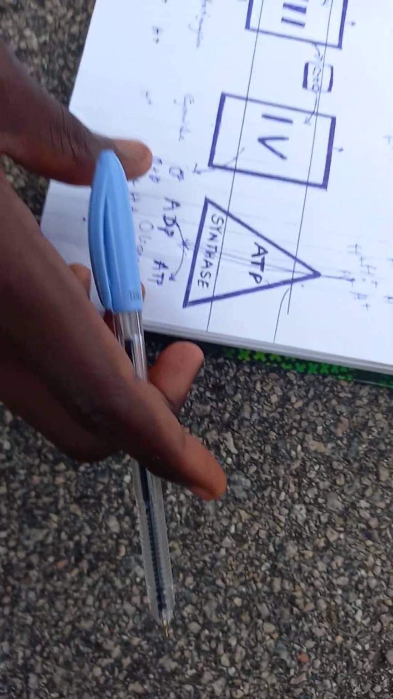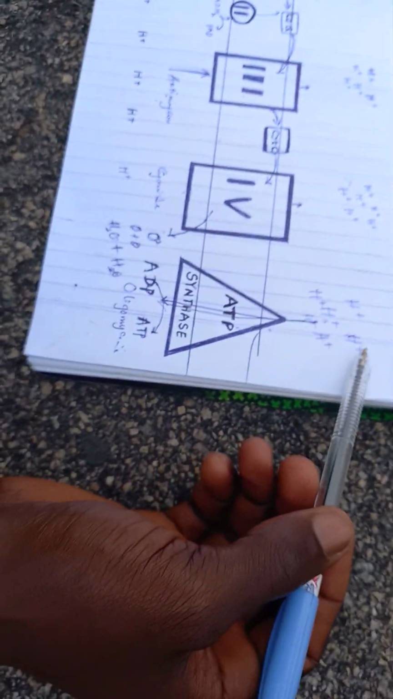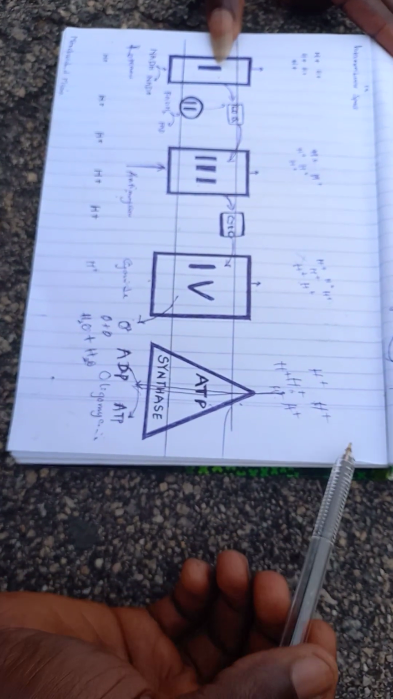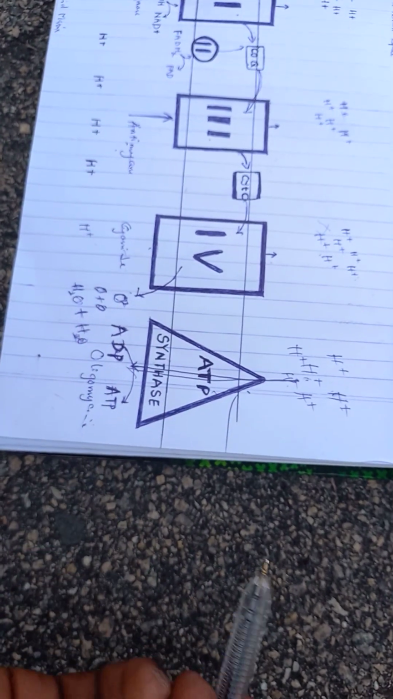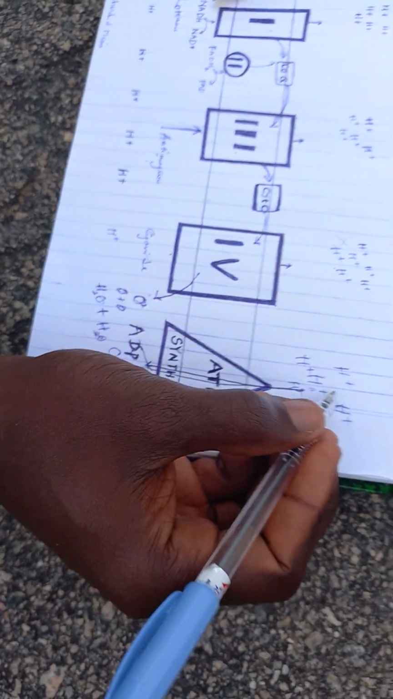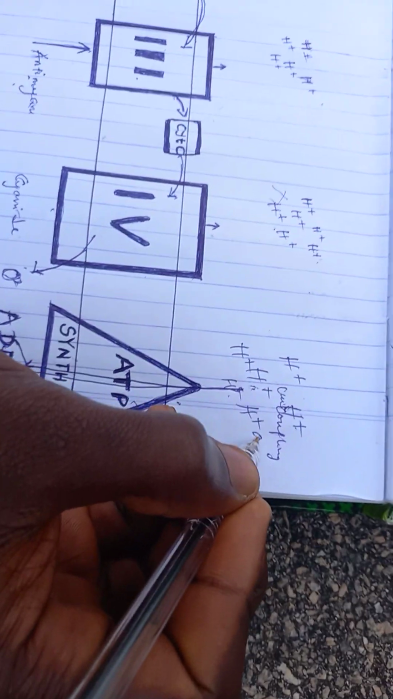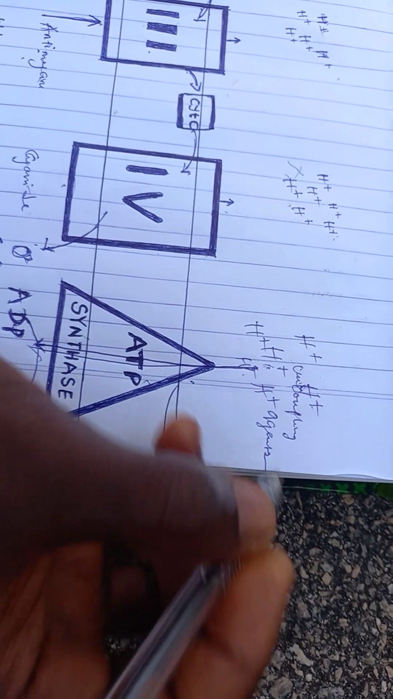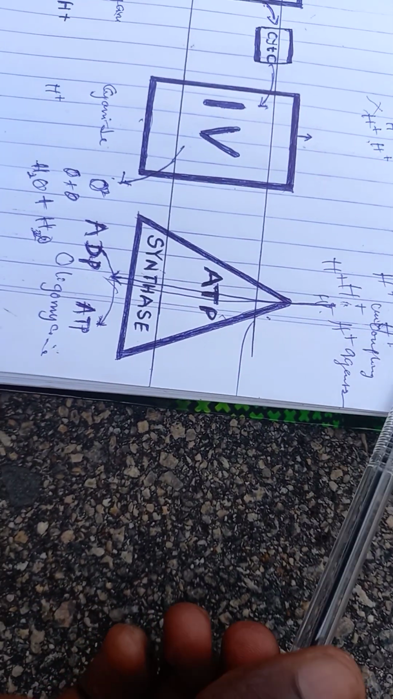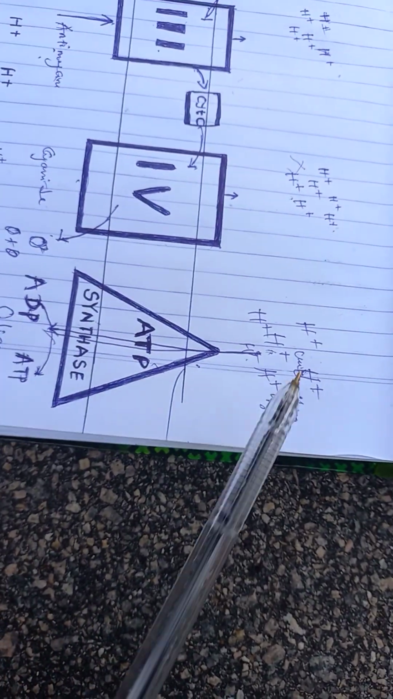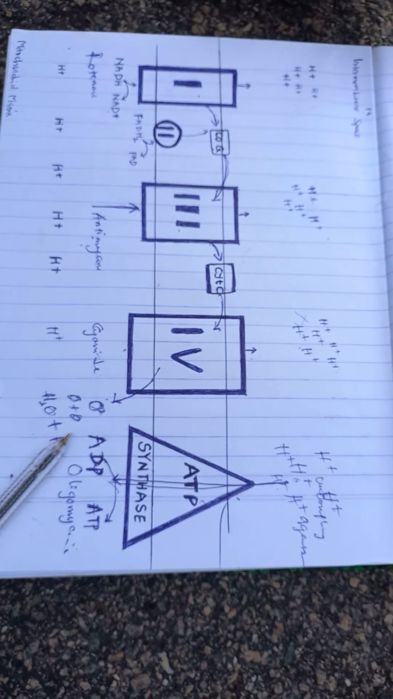There are also molecules that propel the movement of protons down to the mitochondrial matrix. They are known as uncoupling agents. Uncoupling agents like 2,4-DNP help to pull all these protons from the intermembrane space back to the mitochondrial matrix.